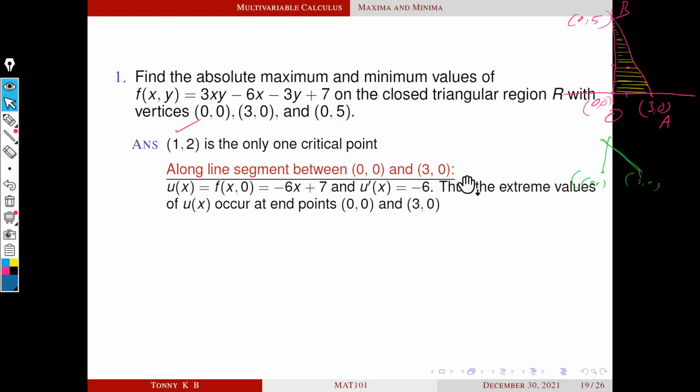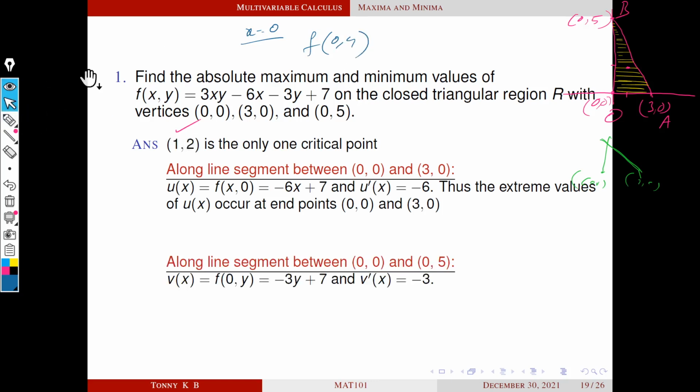Okay, next you have to find the possible extreme points on the edge OB. Next boundary. So what is the shape of the surface along OB? We know the equation of the line segment OB is x equal to 0. So our surface is f(0, y). Okay, so what is f(0, y)? Yes, f(0, y) is minus 3y plus 7. That will be v of x. Sorry, this is v of y.